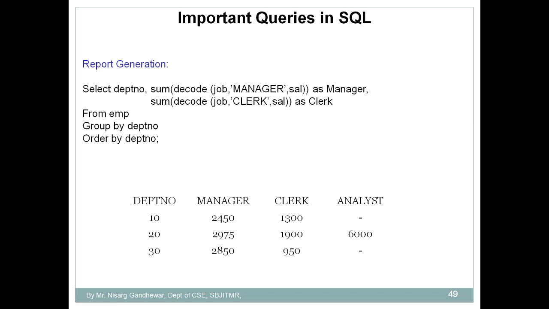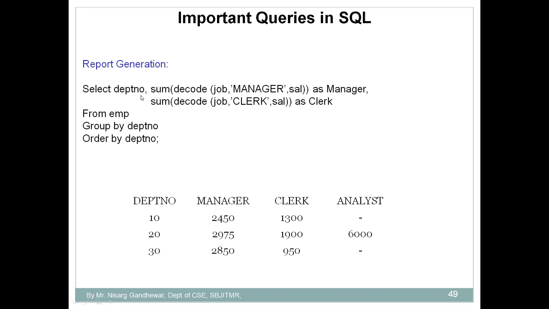So my problem statement is simple. I want a department-wise bifurcation of the total salary paid to these particular jobs. What are the three jobs? One is manager, second is clerk, and third is analyst. So that kind of output is expected from me. So how to do this? A simple query I can write by making use of this DECODE.